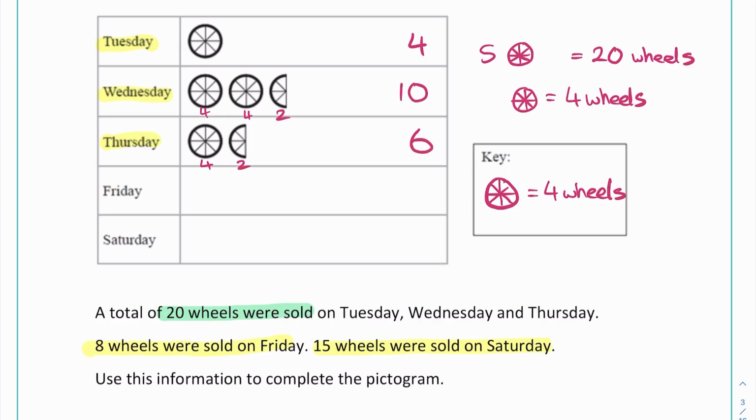So 8 wheels were sold on Friday, so we would have another 2 of those, that's 4, and there's another 4, so that's 8. And 15 wheels were sold on Saturday. Well, let's start putting a load in because that's going to be quite a few. So 4, 8, 12, and then we want another 3, so that's going to be 3/4 of a wheel, and that's always quite awkward to draw, so you're going to have to make sure you draw this really neat. There we go, that looks like a good 3/4 to me. So that would be 4, 4, 4 and 3. Add those up, that's 15. So there we go, that's completed the pictogram.